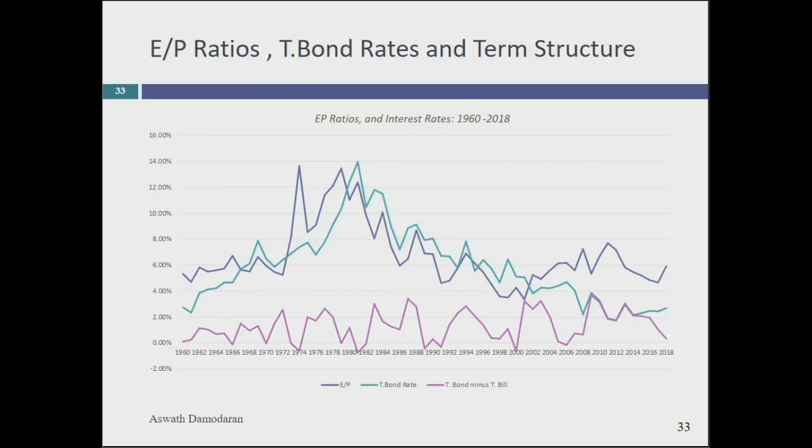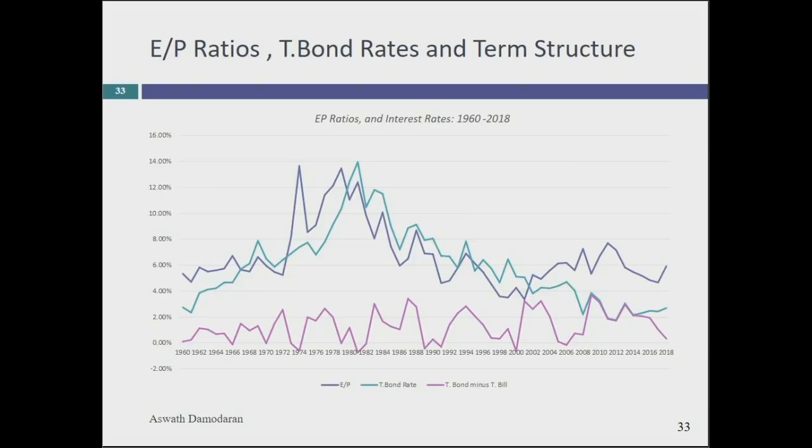Do you think the two move together? It looks like every time T-bond rates are up, earnings to price ratios are up; when T-bond rates are low, they're low. So there's your interest rate problem showing up in earnings. Remember, that's the inverse of the price-earnings ratio. And what's the third purple line, the line at the bottom? That's the difference between the T-bond rate and the T-bill rate.